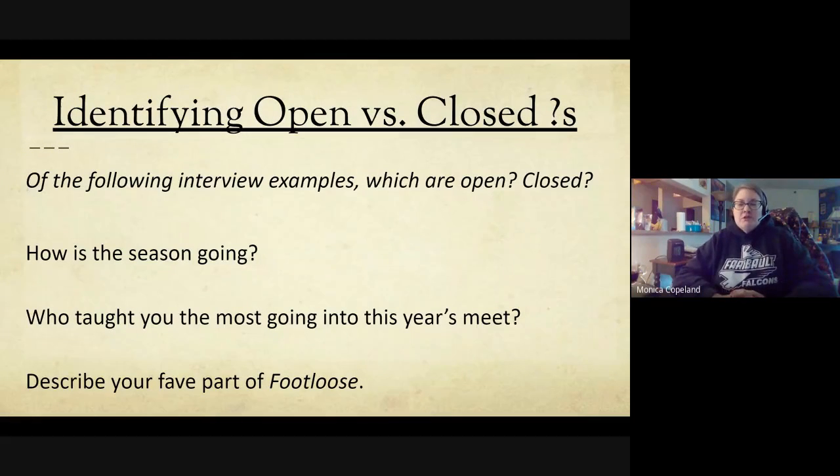So which one of these questions are open and which ones are closed? So I'll read them, decide the answer again, either out loud or in your head, and then I'll move on to the answers. So how is the season going? Who taught you the most going into this year's meet? Describe your favorite part of Footloose. So which ones are open and which ones are closed? Take a moment.